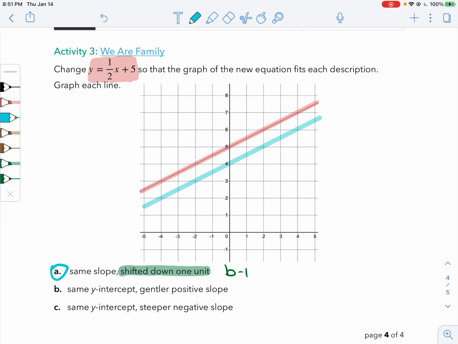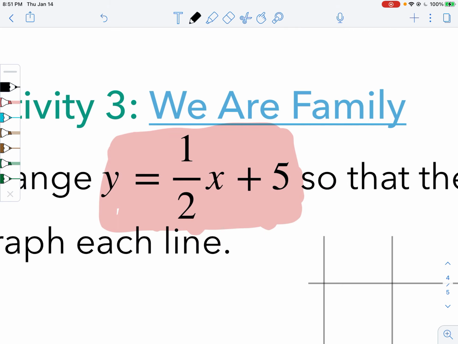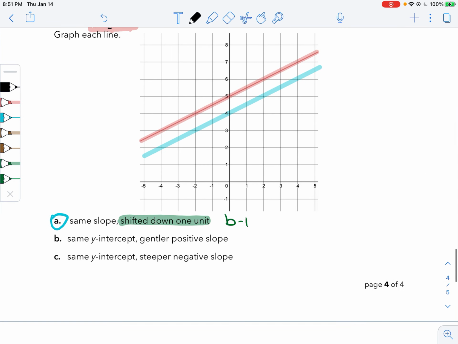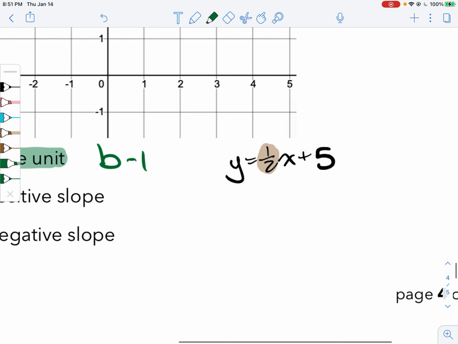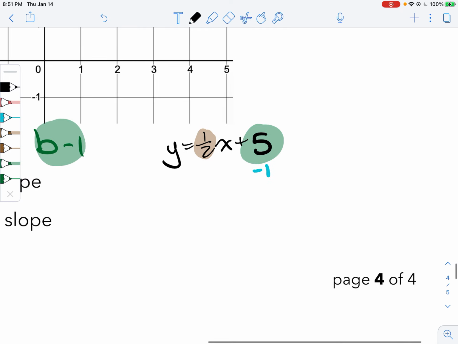Okay. So in order to do that, we're going to take our original equation, y equals 1/2 x plus 5. We're going to keep our slope the same, but our y-intercept needs to subtract 1. So we need to take this minus 1. That was hard to see. I will rewrite it. Minus 1. So that gives us y equals 1/2 x plus 4.